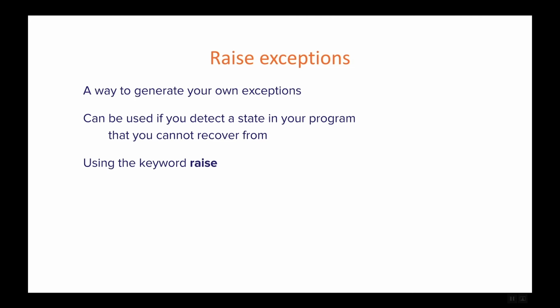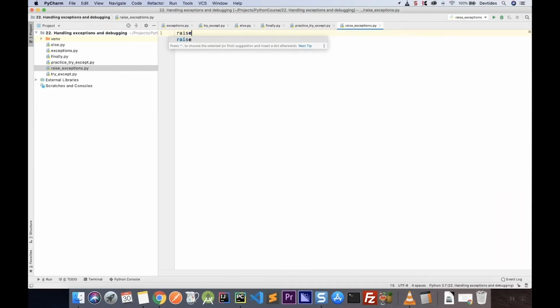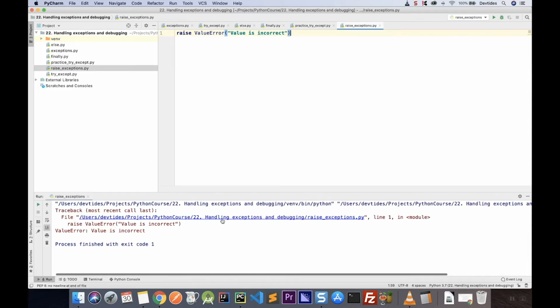To raise an exception, we have the keyword raise. Here is an example: raise ValueError, and we provide the message that we want to pass to that error. Let's try that out. We're going to say raise ValueError, and we can provide a message, "value is incorrect." Whatever that means. Let's run that. We get "value is incorrect" as an exception in our code.